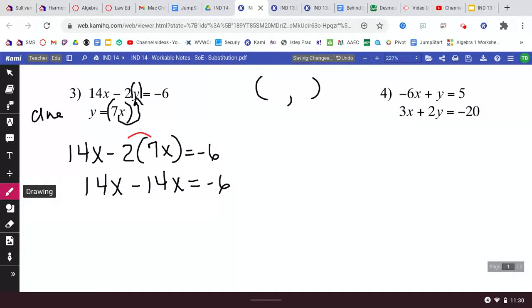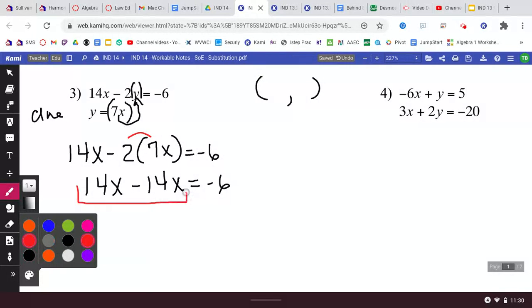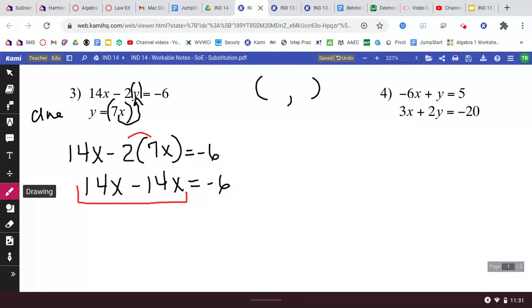What's 14x minus 14x? Remember, these guys are together on the same side of the equation, so I don't have to add or subtract or move anything. I just have to combine them. What's 14x minus 14x? 0 equals negative 6. What happened? No solution. My x's completely disappeared, and I got a false statement, right? 0 does not equal negative 6.